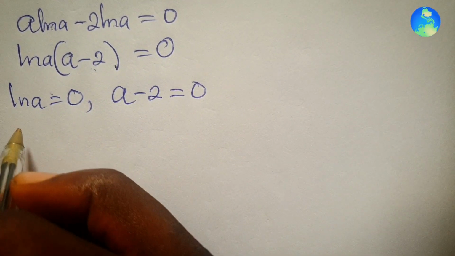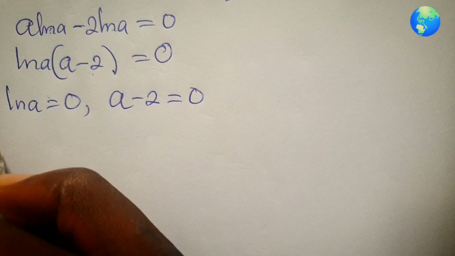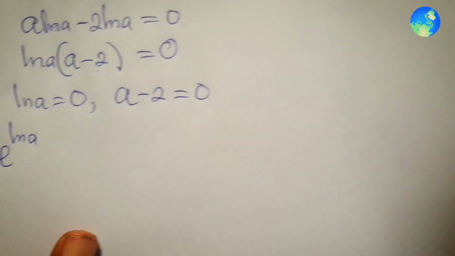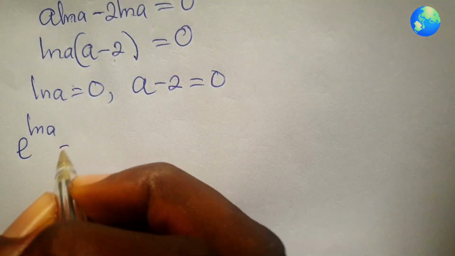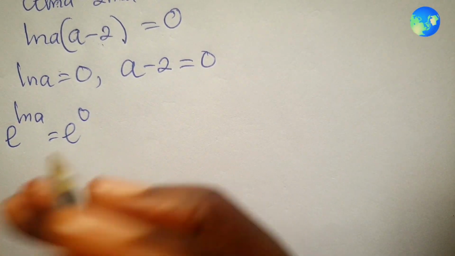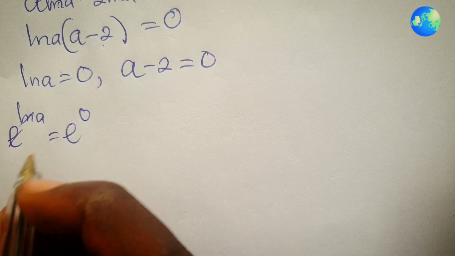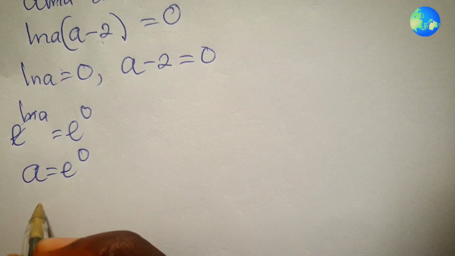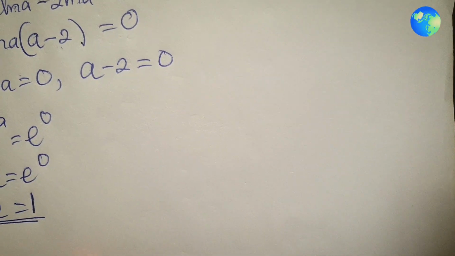So for this part, let's take the exponent on both sides. So exponential of natural log of a on this side, right, equals exponential 0 here, right? I'm taking the exponent on both sides so that exponential always cancels the natural log out. What we have left is a equals exponential 0, but anything raised to power 0 is what? Is 1. So that means one of the solutions is 1.